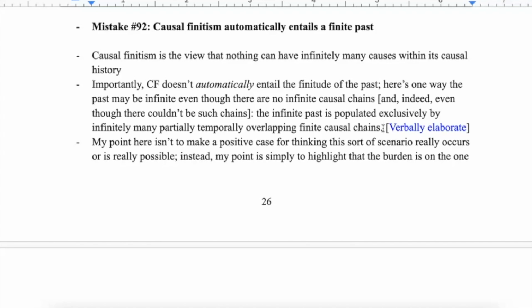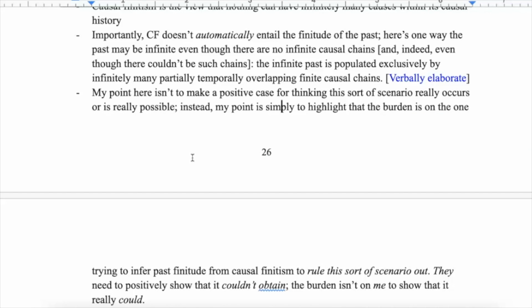So every causal chain is finite, even though the past is infinite. Again, at least under this kind of conceptual possibility. My point here isn't to make a positive case for thinking that this sort of scenario really occurs or is really possible. Instead, my point is simply to highlight that the burden is on the one trying to infer past finitude from causal finitism to rule this sort of scenario out, right? They need to positively show that it couldn't obtain, right? The burden isn't on me to show that it really could.